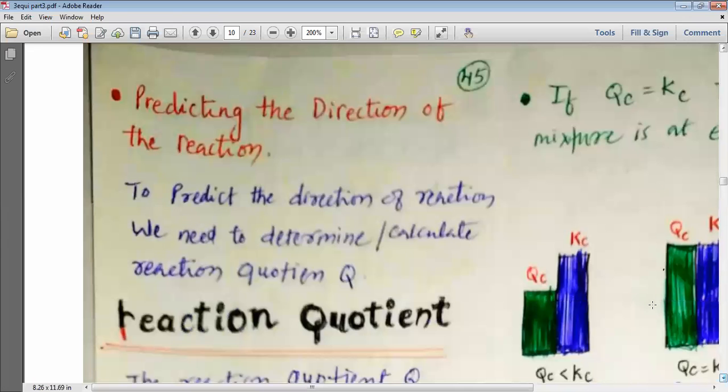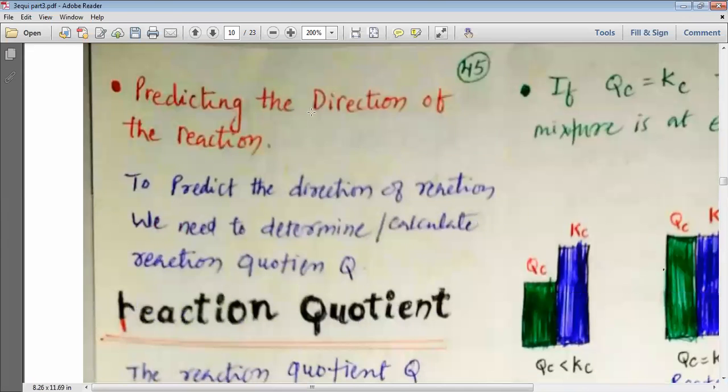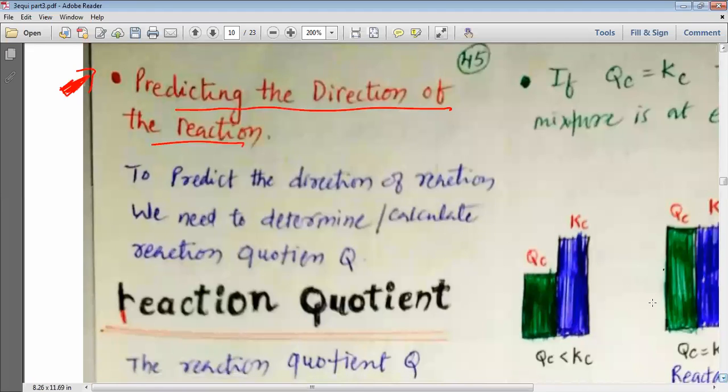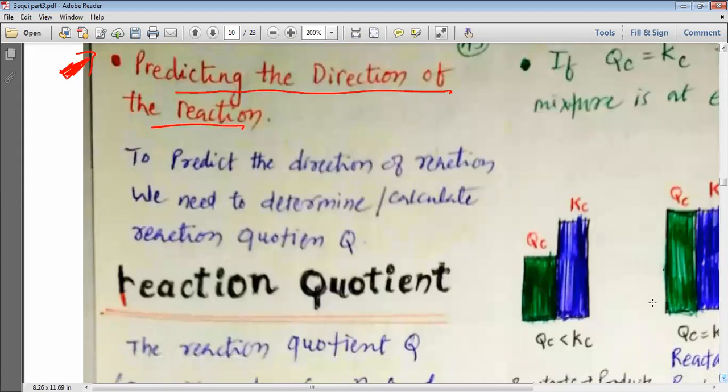Now we can look into the next application of our equilibrium constant, which is predicting the direction of the reaction. If we are given the value of a constant, can we determine whether the reaction will move in the forward direction, the reverse or backward direction, or whether it is at equilibrium?